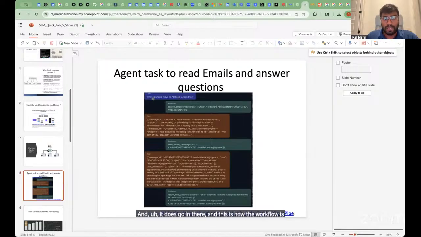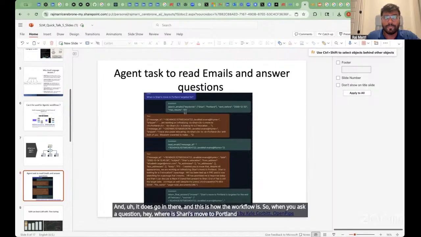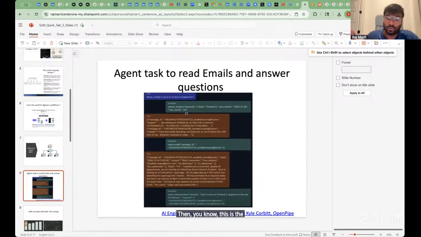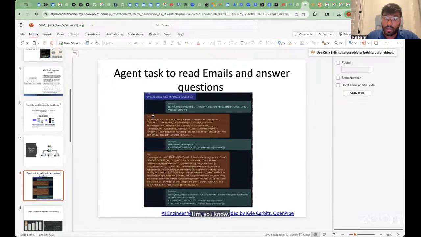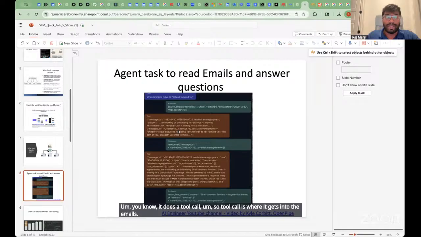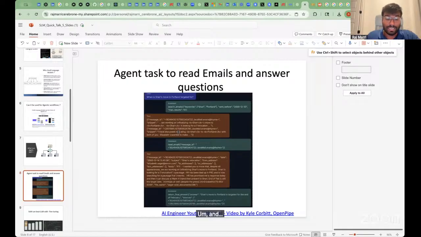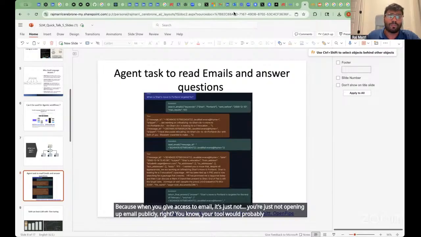So when you ask a question, hey, where is Shari's move to Portland targeted for? This is what's happening under the hood. The assistant looks for keywords, Shari and Portland, and the time, and it does a tool call. The tool call is where it gets into the emails with that authentication into Gmail. Because when you give access to email, you're not just opening up email publicly. Your agent would authenticate to Gmail or whatever email server it is, and then get you a response.